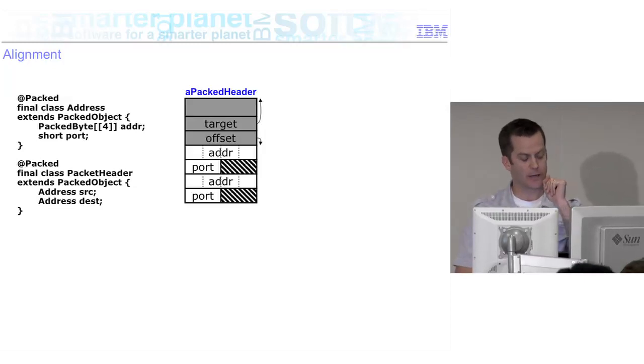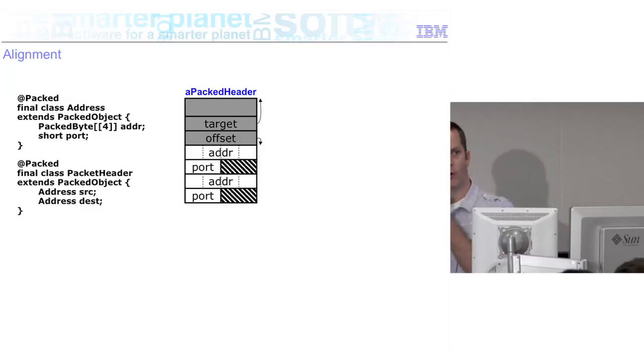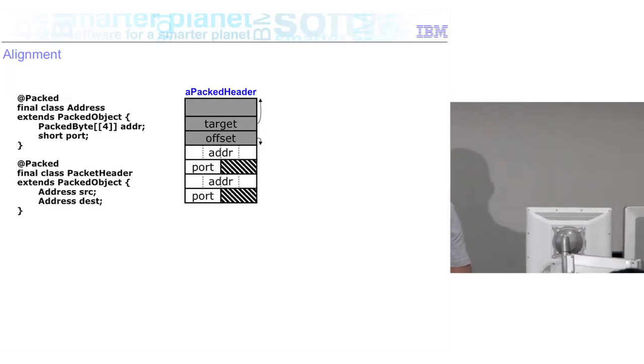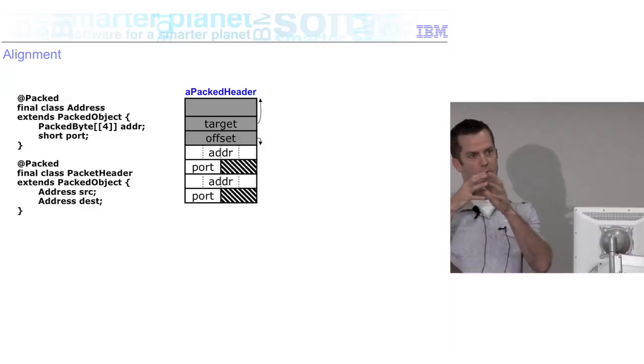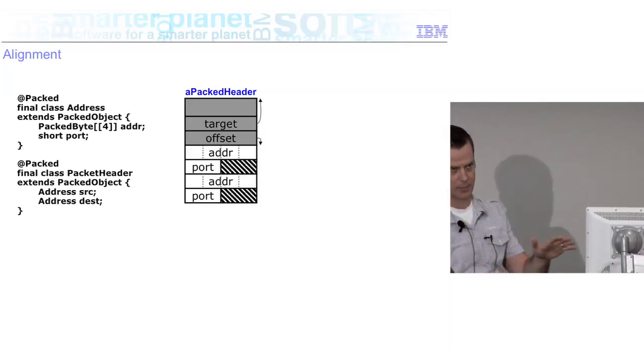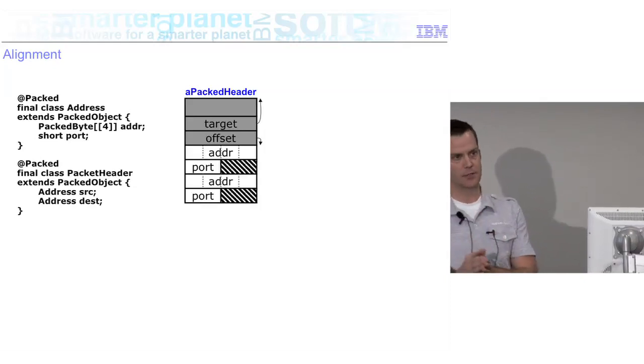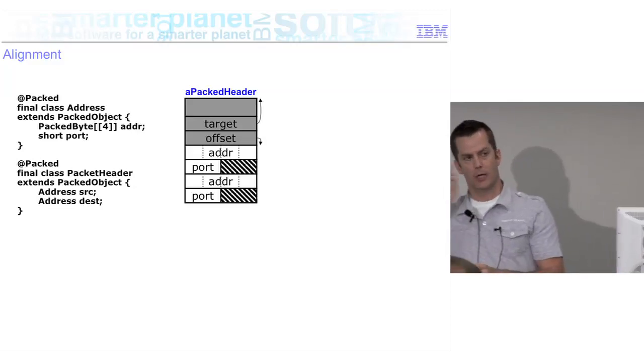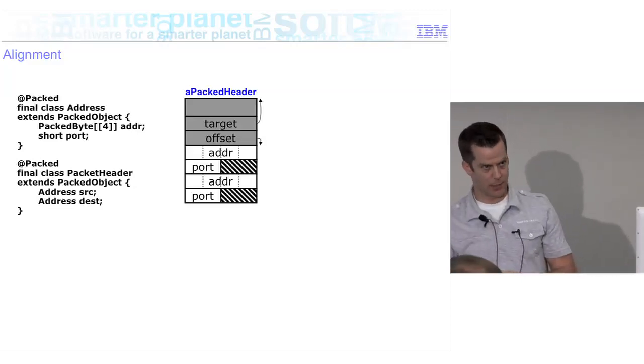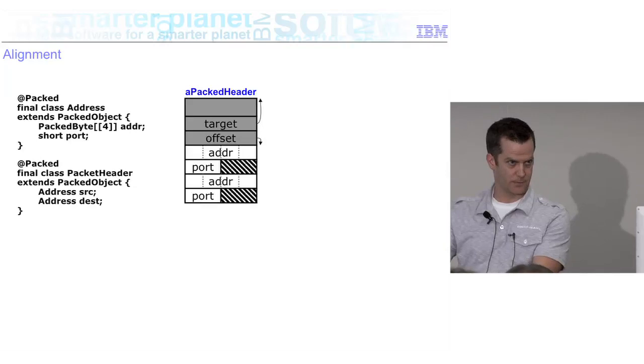Yes, so the question is, if I have a native pointer, can I actually point to it from a normal Java type? One of the problems with all my examples is that they've all either been all packed or all not packed. And the answer is yes, absolutely. A Java object can point to a packed type, and then you're in the packed universe.